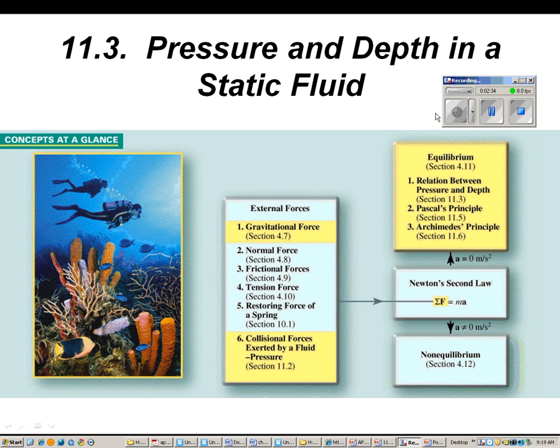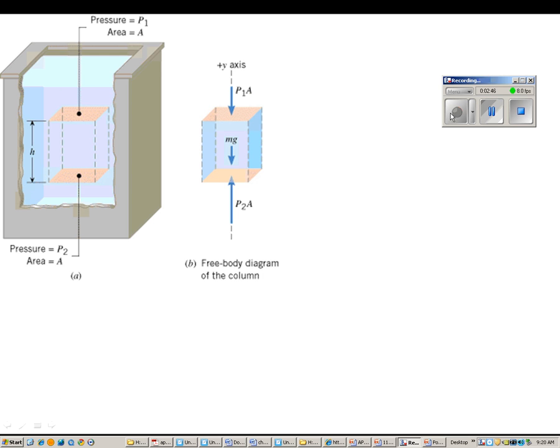We're now going to look at pressure and depth in a static fluid. We're going to look at fluids and what pressure acts on us. And the fluids can be either liquid or gas. If we look at a fluid like water, if we envision a column of water, at a certain height h, the top of that column will have a pressure P1 in area A. The bottom of that column of water will have a pressure P2 in area A.